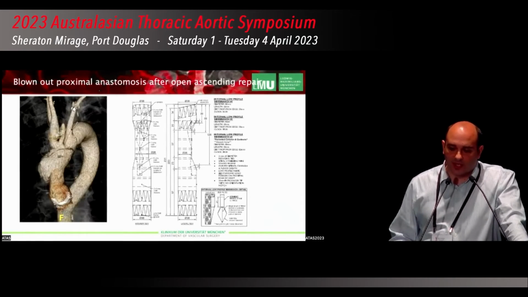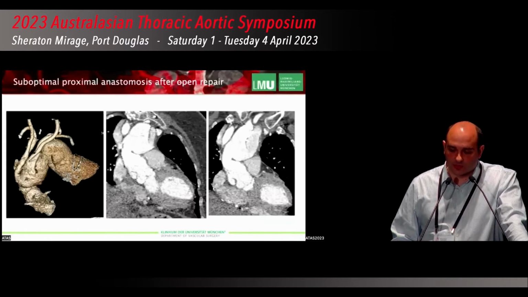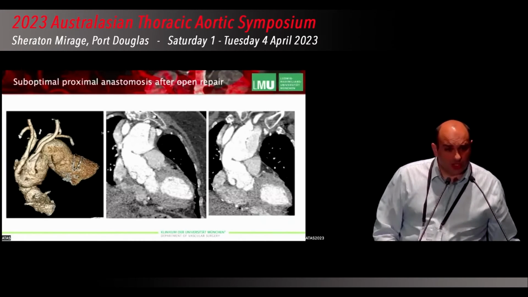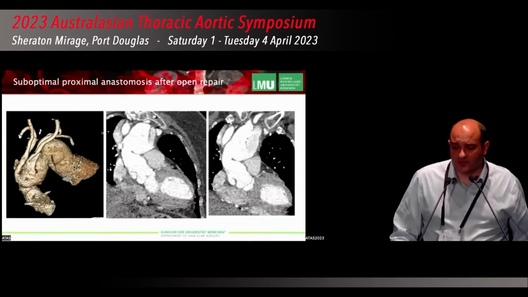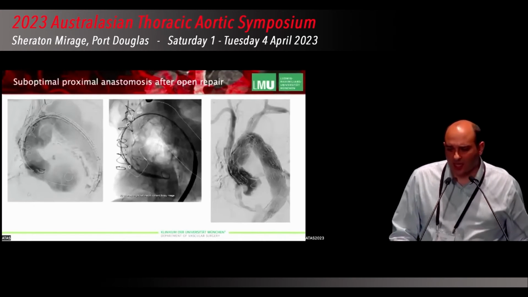And in this case, we were able to reconstruct this with an arch branch device, and you can see that the result was quite satisfactory at the end. These cases are not so welcoming, and it's very difficult to predict how they're going to straighten or not after you put in an endovascular graft.